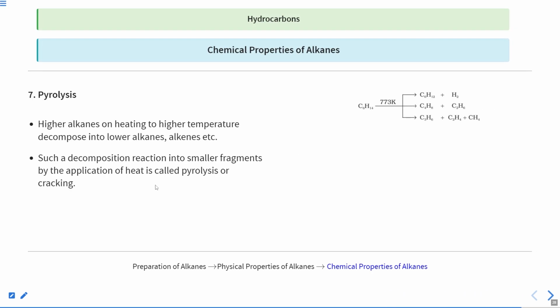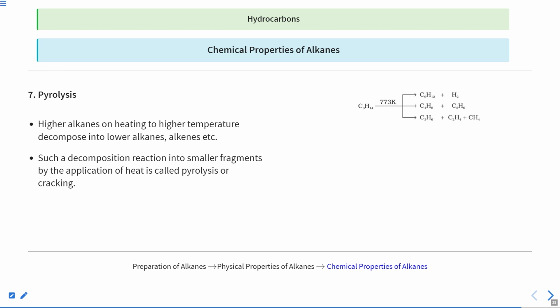Next is pyrolysis. In the pyrolysis reaction, we take a higher alkane, and on heating it to a higher temperature, it decomposes into lower alkanes. Now you cannot predict the product here, because it results in various fractions of the larger molecule, and that cannot be predicted merely with the help of any generalization. Such a decomposition reaction is used for the preparation of small molecules. Here we use the cracking method. So this is called cracking.